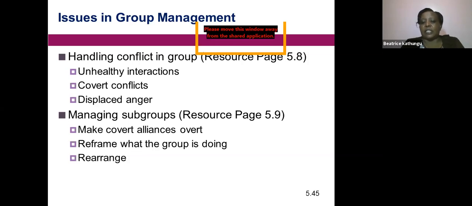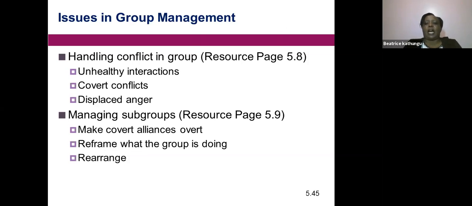So they have cliques within the group. And resource page 5.9 gives you ideas on how you can actually manage these subgroups. For example, if the alliances are underground, implicit, or covert, you can actually bring them up by talking about them. So you make them overt or explicit so that they can be talked about.